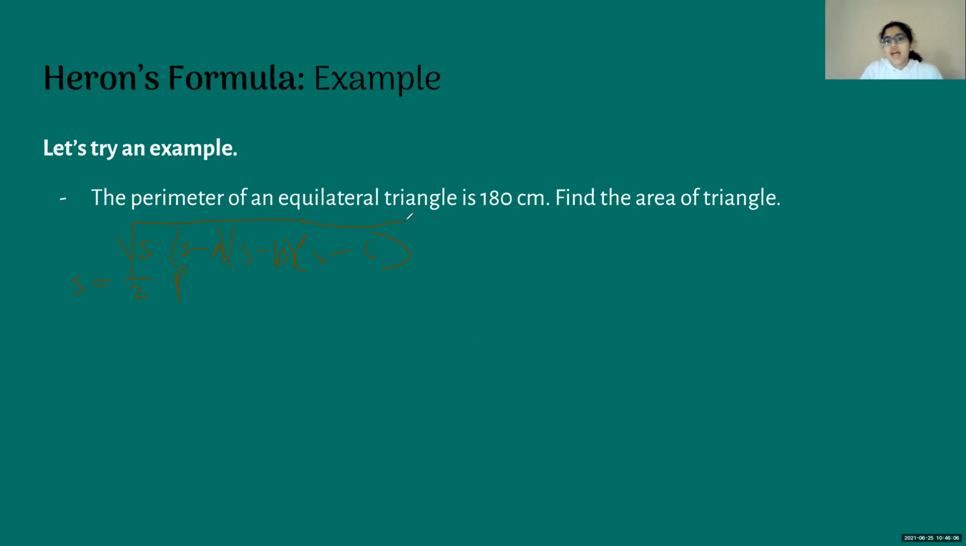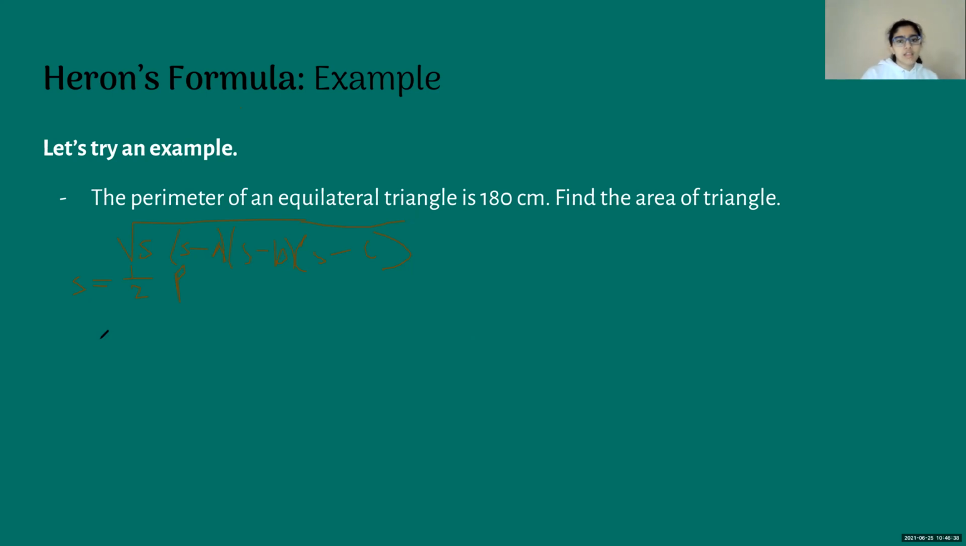The perimeter of an equilateral triangle is 180 centimeters. Find the area of the triangle. First you're going to have to find the length of each side, and then you're going to have to find half the perimeter. So in the chat, what is the side length of this equilateral triangle? Yes, it is 60.